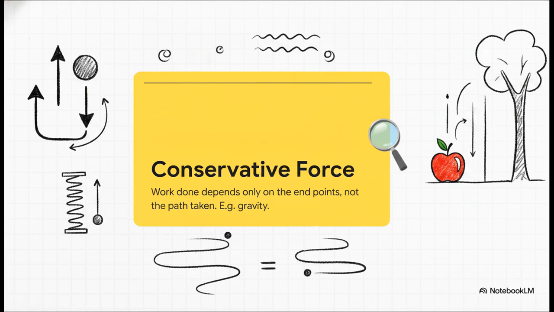The real magic here is that if you move an object in a closed loop, say you carry a heavy box up some stairs, walk around a bit, and then put it right back down on the exact same spot on the floor, the total net work done by gravity over that entire trip is exactly 0. The energy you put in against gravity is perfectly 100% recoverable when the object comes back.